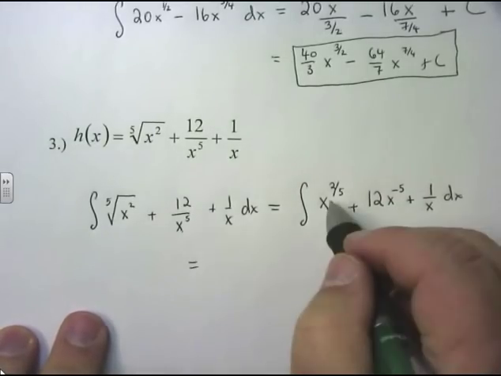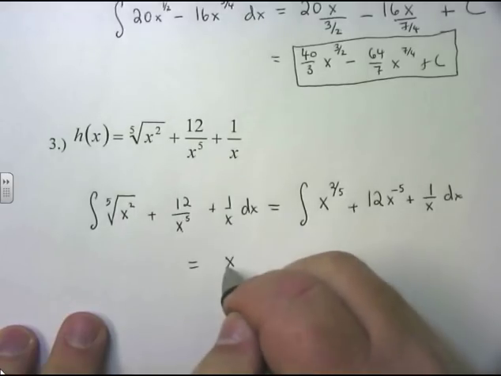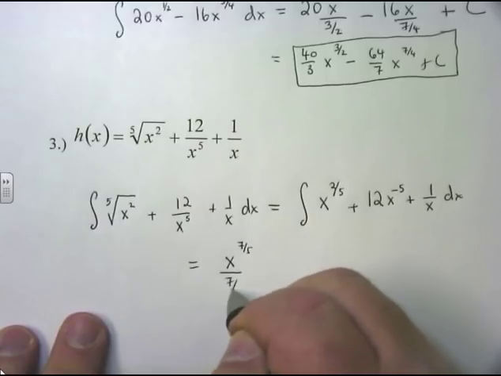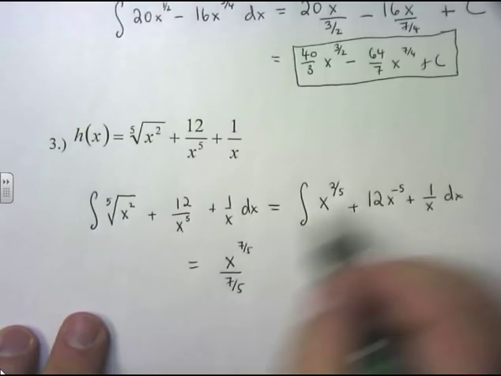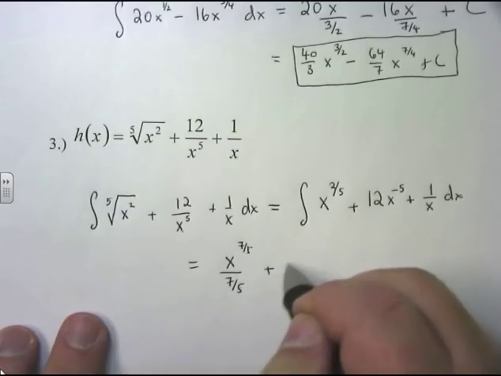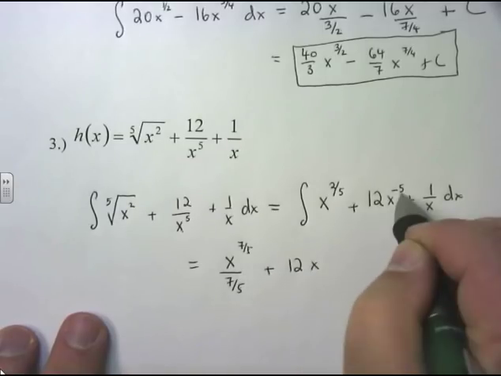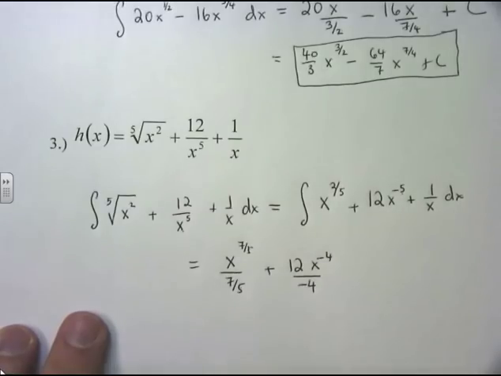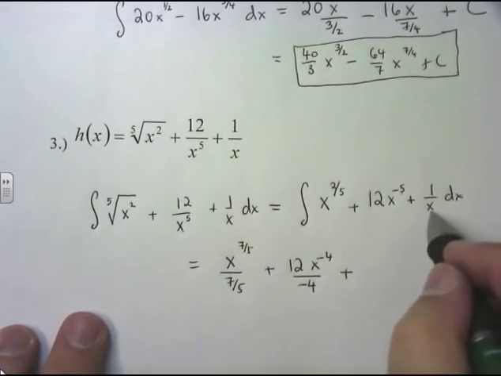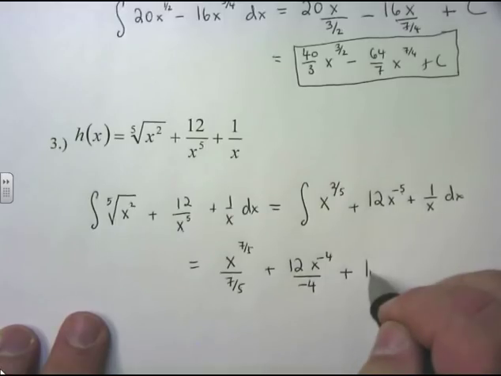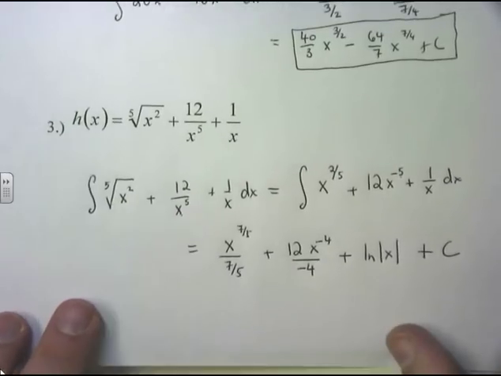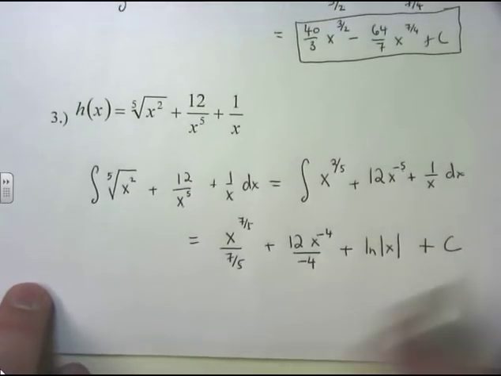Now we apply our rules. X to a power, you integrate, you add 1. Adding 1 to 2/5 is 7/5 over 7/5. Add 1 over add 1. X to a power, add 1 to the power over that power. Plus 12 is a constant, leave it alone. X to the add 1. What is the -5 plus 1? It's actually -4 over that power, -4. Plus, what's the integral or antiderivative of 1 over x? That's a special rule. That was the natural log of the absolute value of x. And then one big plus c for integrating. You always have a plus c.